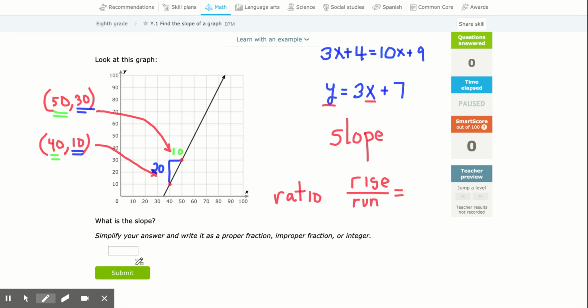And so what we do when we write our slope is we write that rise of 20 over the run of 10. But then we always try to reduce or simplify that fraction. They're both divisible by 10, so that's 2 over 1, or we actually just get a slope of 2. And so we type in 2.